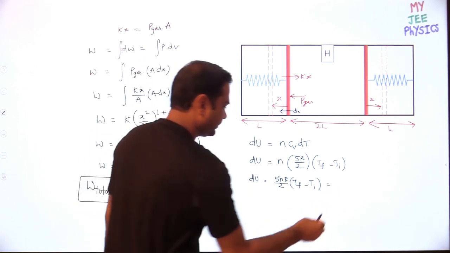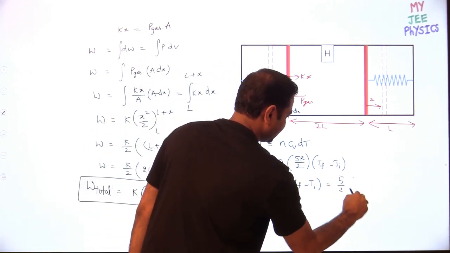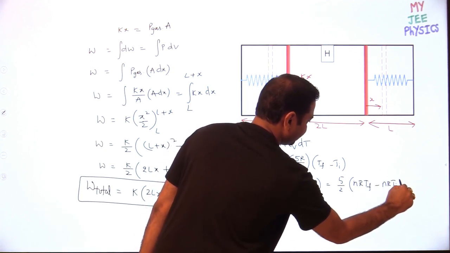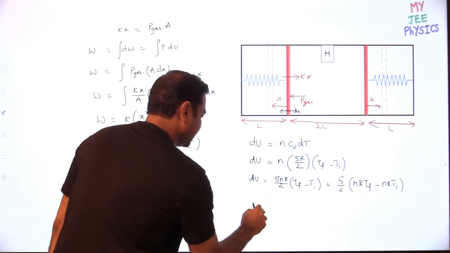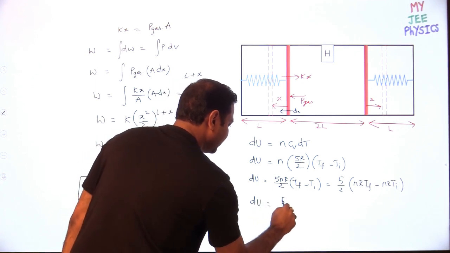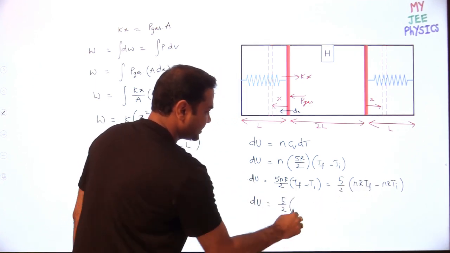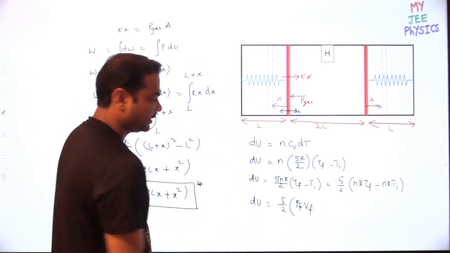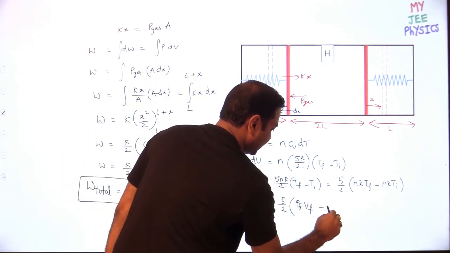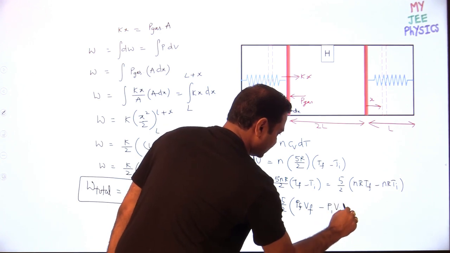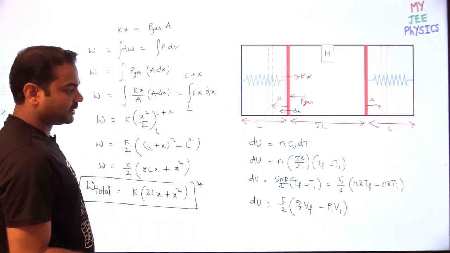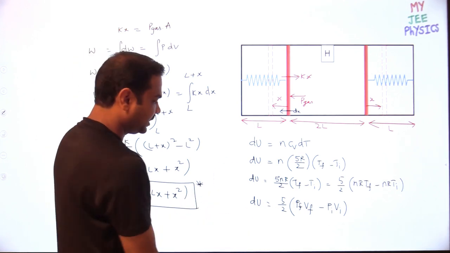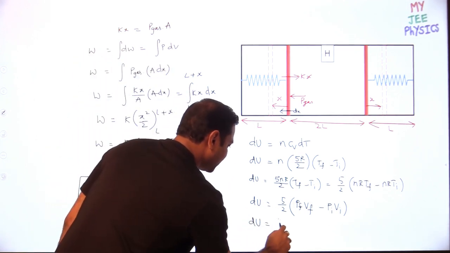So I wrote almost the same expression. 5 by 2 into, now I'll change it, nR T final minus nR T initial. Okay. So then dU value is equal to 5 by 2 into nR T final, which is nothing but P final V final, minus nR T initial, which is P initial V initial. Okay, now the task is what is the P final, what is the V final, and P initial and V initial. So now easily we can write down those parts.